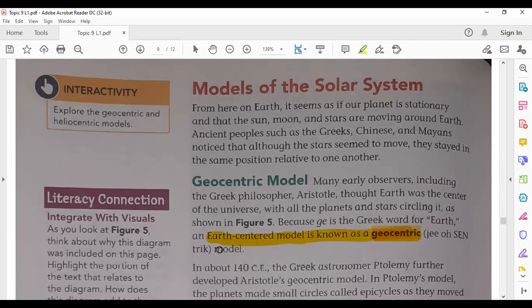Okay, many early observers in the past, thousands of years ago, including the Greek philosopher Aristotle, thought that Earth was the center of the universe. Do you think that is true? No, it is not. Scientists discovered later that sun is the center of the universe. So the geocentric model means that Earth is the center or Earth-centered model.